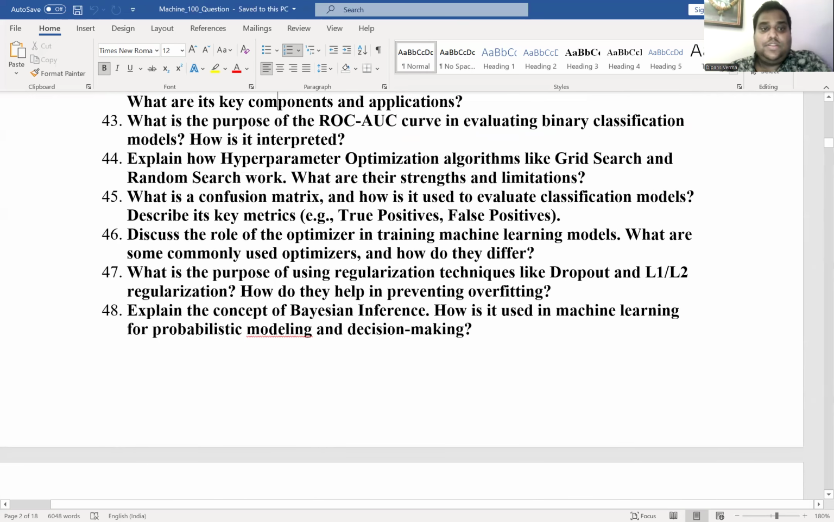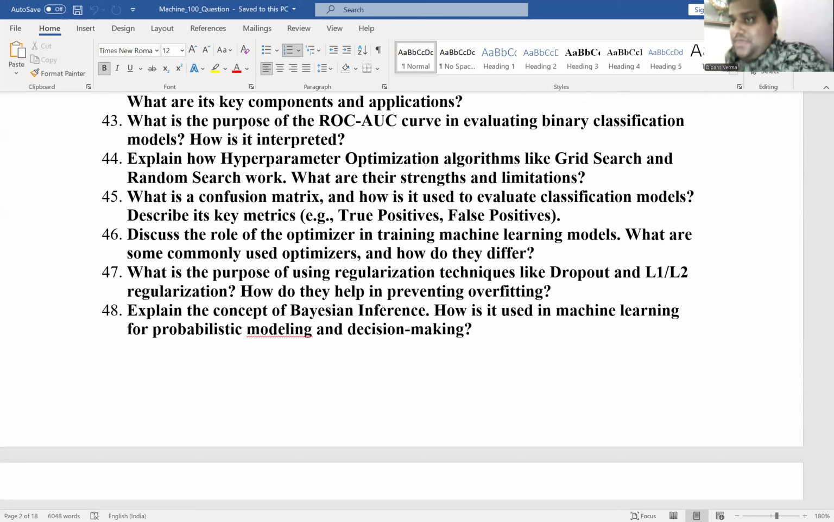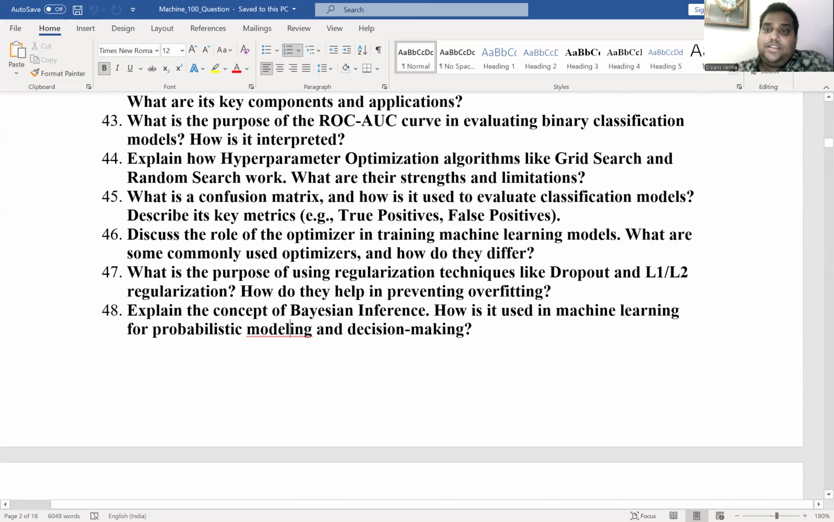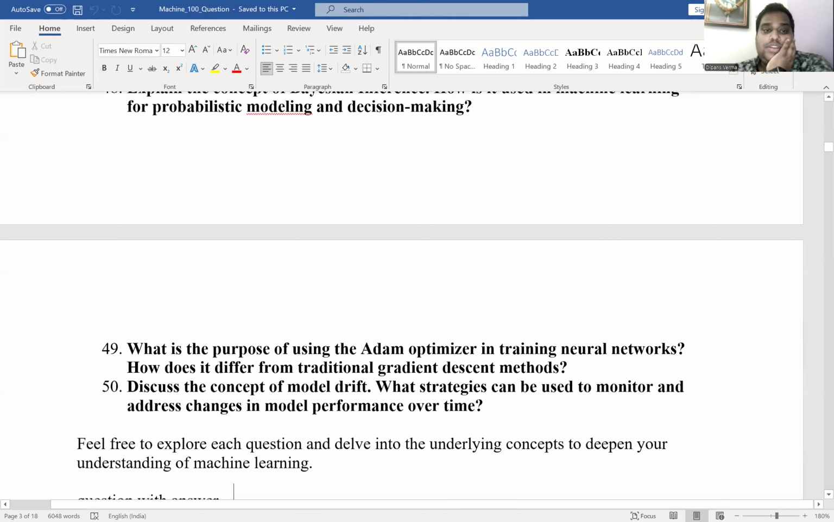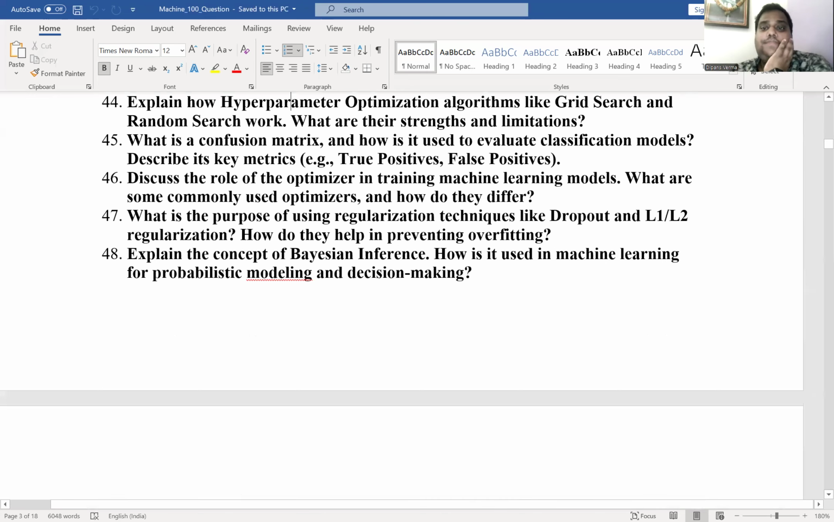True positive, false positive. Discuss the role of optimizer in training a machine learning model. What are some commonly used optimizers and how do they differ? In training a machine learning model, the optimizer works with the help of hyperparameters, and gradient clipping is a method you can use. What is the purpose of regularization techniques? Dropout and regularization, how do they help in preventing overfitting? Explain the concept of Bayesian inference, how it is used in machine learning for probabilistic model decision making. Okay.